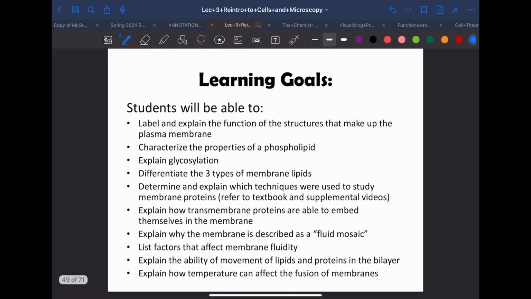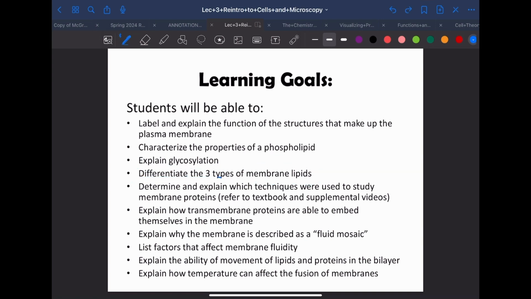So here we go. Here are your learning goals. There's quite a bit, so please make sure you take a look at it and make sure you are comfortable with those learning goals and go a little bit deeper, right? So for something like differentiate the three types, don't just list them all out. Like, how are they different? What are some things that I can compare them to? That kind of stuff.